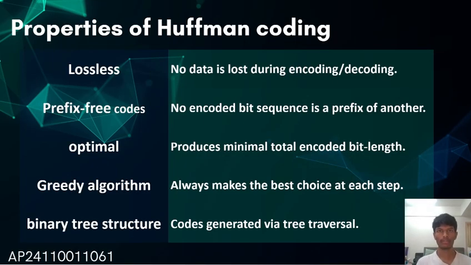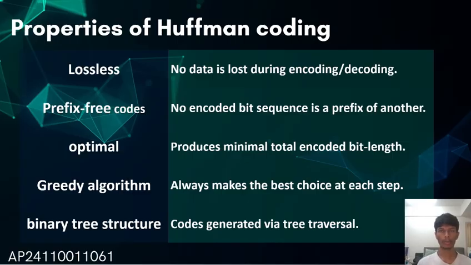Properties of Huffman coding. First, it is lossless. This means no data is lost during encoding or decoding. The original data can be perfectly reconstructed. Next, it uses prefix free codes. This means no encoded bit sequence is the prefix of another. Because of this property, the decoder never gets confused and the data can be decoded uniquely and correctly.